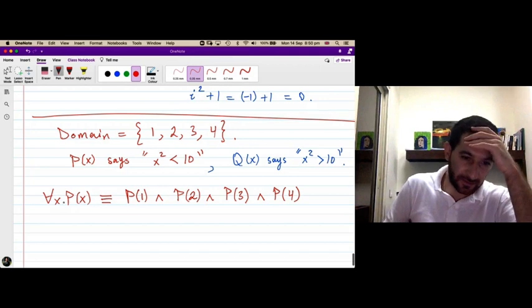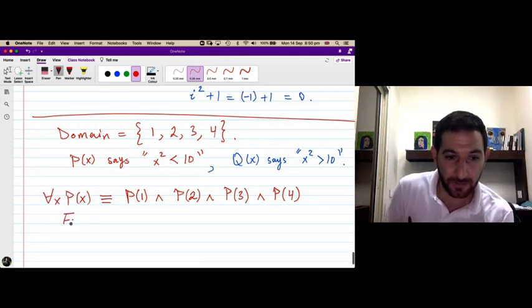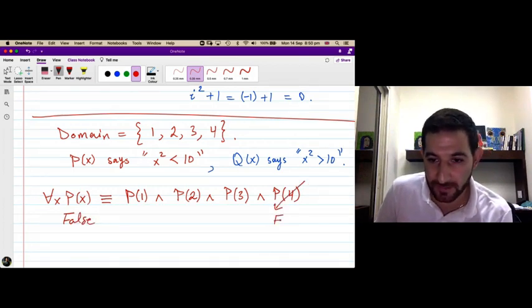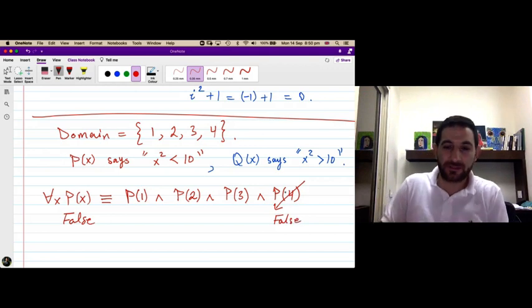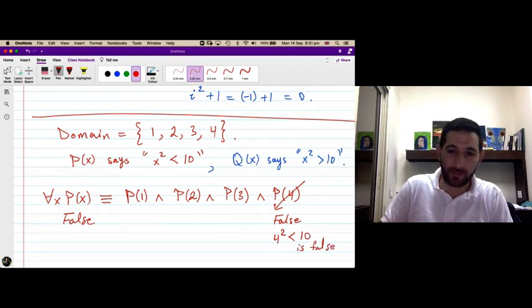Well, is it true or false that every element has property P? It's false, because this proposition is false: 4 squared is not less than 10. P of 4 is false because 4 squared less than 10 is false. Remember, what's P of 4? Substitute 4 for x. We get 4 squared, which is 16, and that is not less than 10.